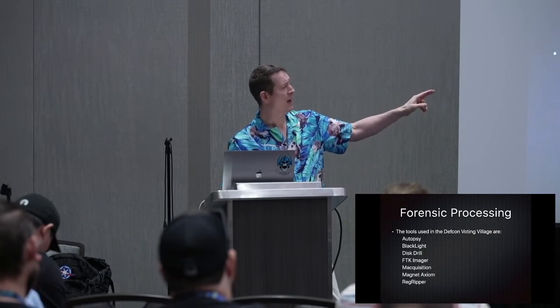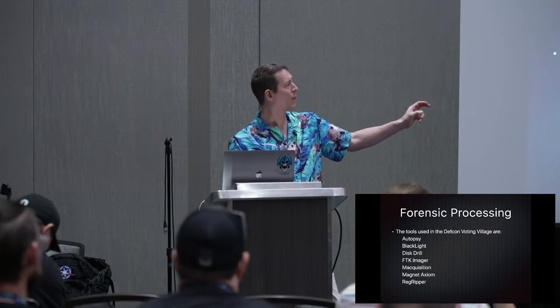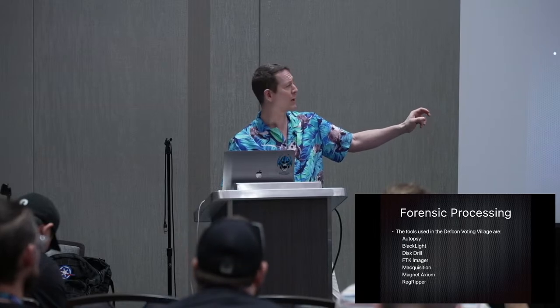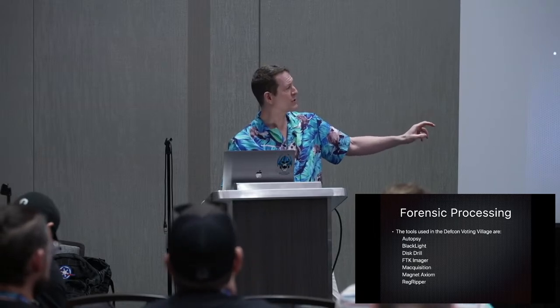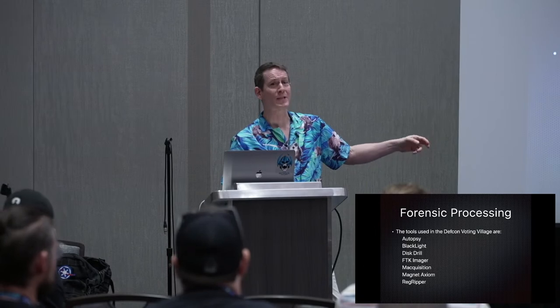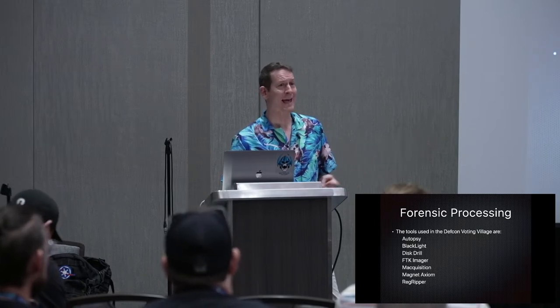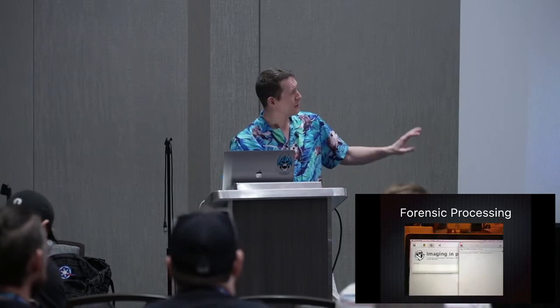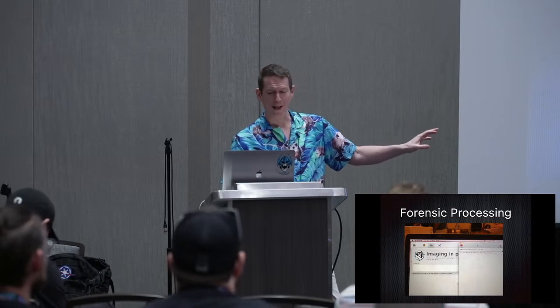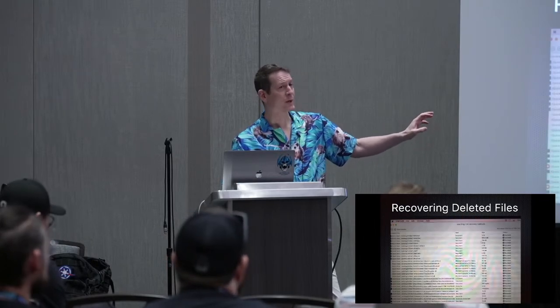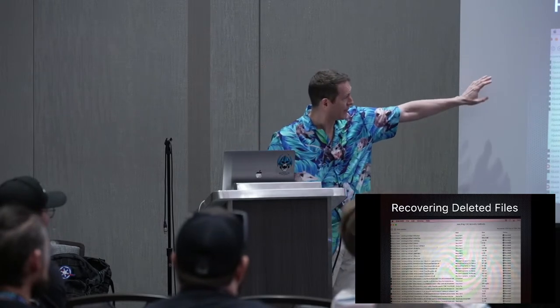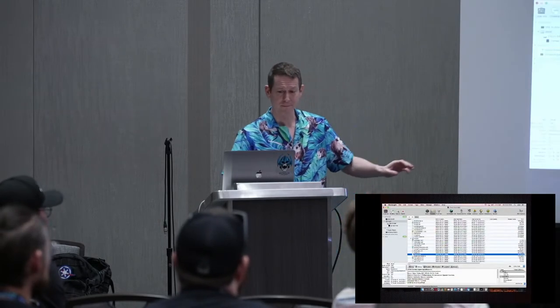Current toolkit is the freeware Autopsy, Blacklight, Disk Drill, a file recovery program, FTK Imager, Macquisition, Magnet Axiom, and RegRipper to examine the registry to see the last files added and updated. So you can begin to see some of the process. We load Blacklight. We have been able to recover some deleted files, and you can see here the voting machine cards of what we find.